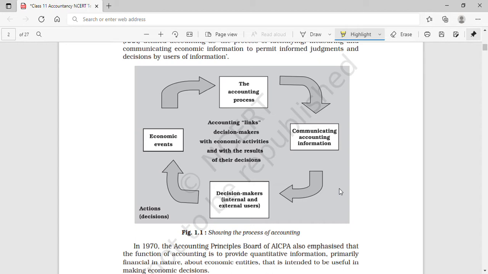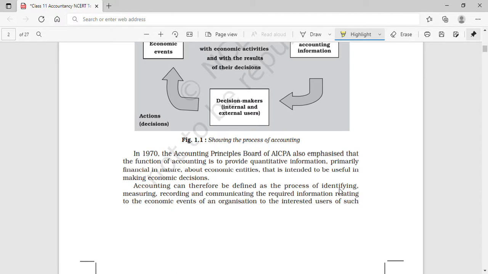Then what are the other events, like the economic events that have touched the company's decision making processes, which we would go into detail further down. Now, as you can see here, accounting can therefore be defined as a process of identifying, measuring, recording, communicating the required information relating to the economic events of an organization to the interested users. The interested users are who? Your internal and the external users.